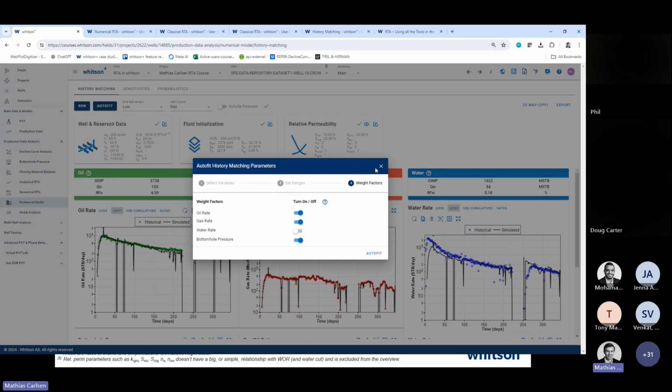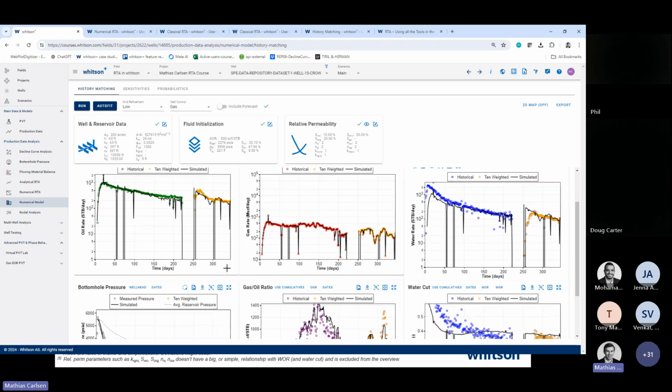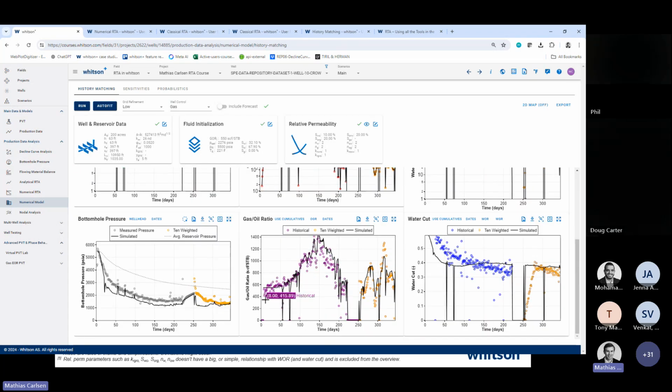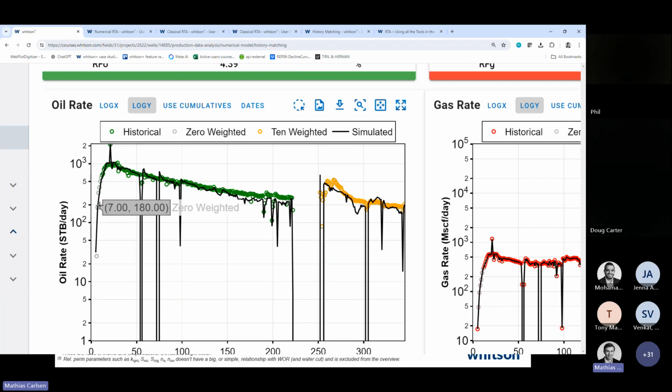While I could also go in and say, I would like to weigh not only oil, gas, and bottom hole pressure, but I would like to really weigh the last portion of my oil rates, for instance. I think that's more important than anything else. And I think the early time, for whatever reason, I don't believe the early time data, so I can actually weigh that data to 0. So I can say, let's say the first 10 days, I don't want to weight that at all. Those days become 0 weighted and grayed out.